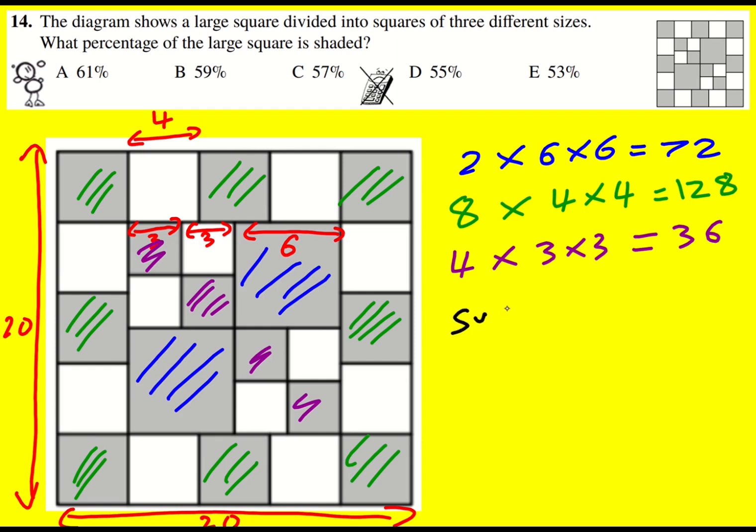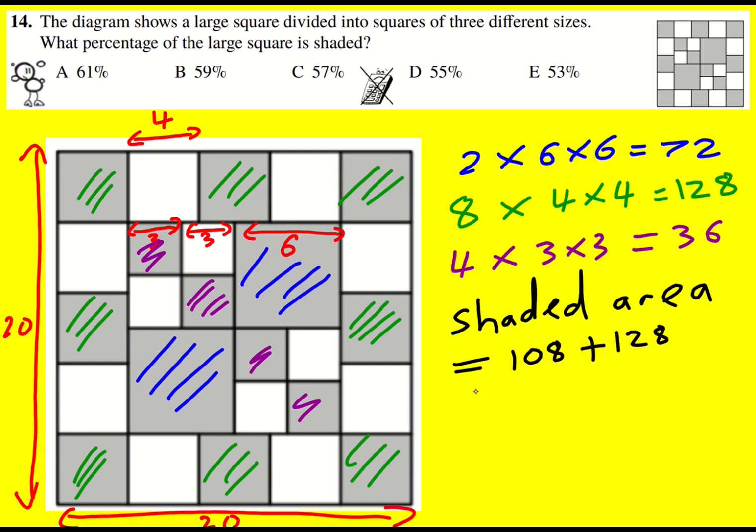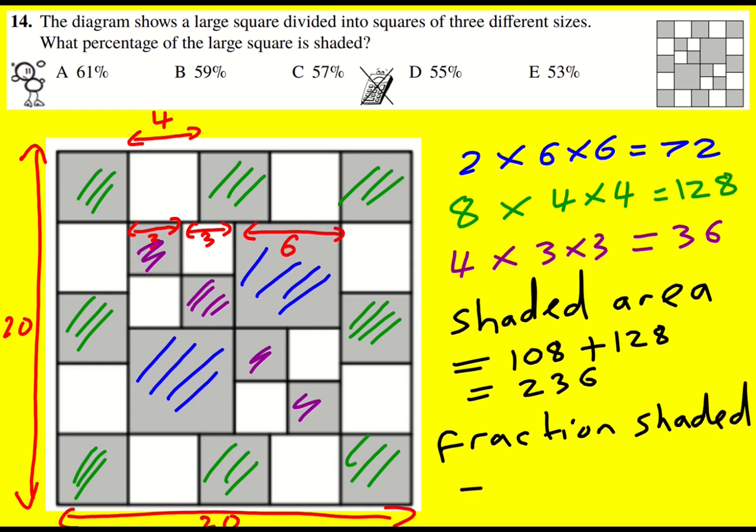So the sum, or the shaded area, I should say, is going to be these added together. I'm going to get 108 by adding the last two, plus 128 from the middle one, which is going to give me 236. So the fraction shaded is going to equal 236 divided by 20 times 20, which is 400.